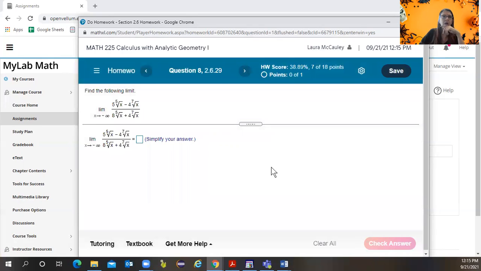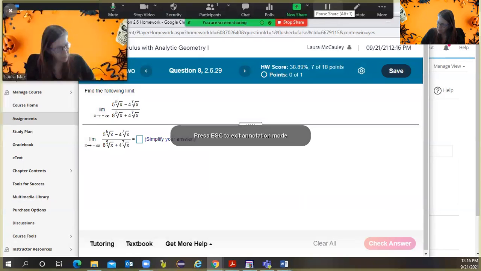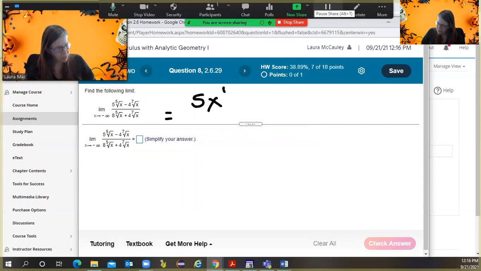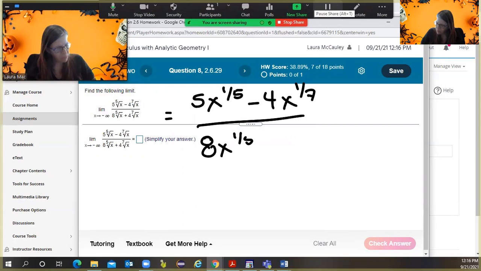Yay. All right, let's look at this one. We're going to do this one just the same way we did the others. There's a bunch of roots in here, but roots are just fractional exponents, right? They're still just exponents. So if you want, just go ahead and rewrite this using exponents. So this is 5x to the 1/5 minus 4x to the 1/7 divided by 8x to the 1/5 plus 4x to the 1/7. So who's got the bigger exponent? In the top, that would be this guy, and in the bottom, that would be this guy. 1/5 is bigger than 1/7.